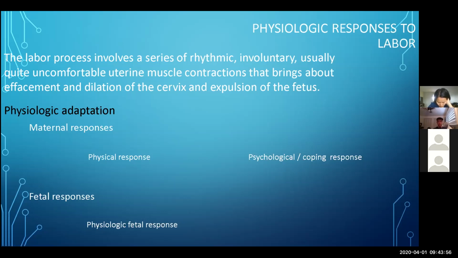Muscular aches and cramps occur due to the stressed musculoskeletal system, and then the basal metabolic rate increases and blood glucose levels decrease because of the stress of labor. So that's significant with our diabetic moms.